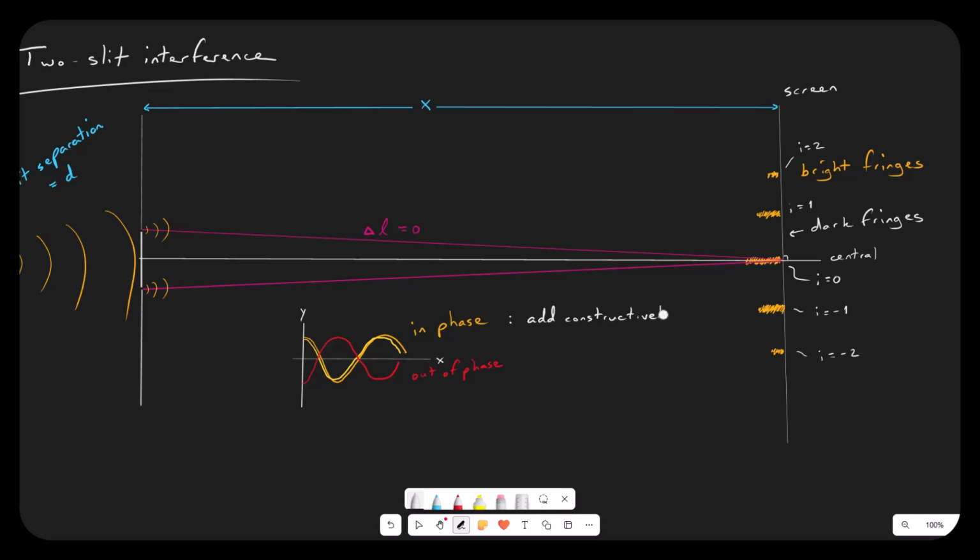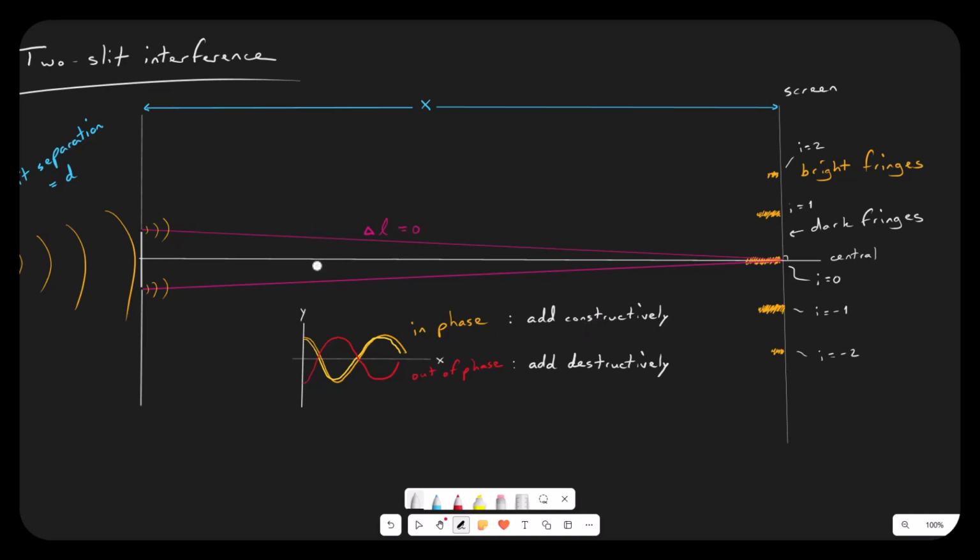We saw that back when we were doing interference of waves, looking at resonance on strings even. Two waves that are out of phase are going to add destructively, or if you like, subtract, right? So these will add destructively and kind of cancel each other out. These will add constructively and not cancel each other out.